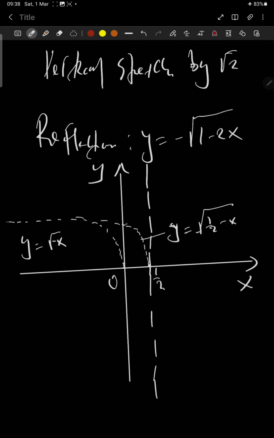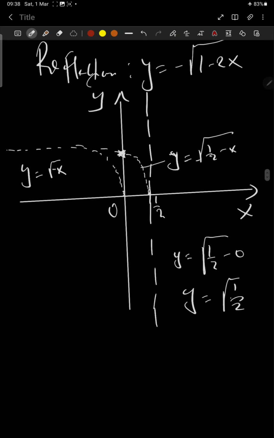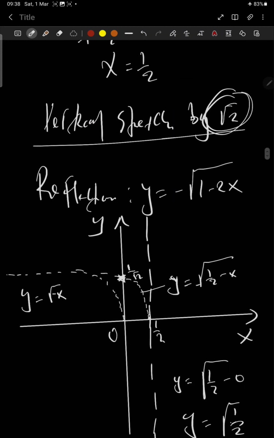To know this point here, this is the y-intercept. At the y-intercept, x is 0, so I'll replace x with 0. Y is equal to square root of half minus 0. Now what is the square root of half? Square root of half is the same as the square root of 1 over the square root of 2, and the answer is 1 over the square root of 2. After this, what are we having? We're having the vertical stretch. This is greater than 1, isn't it? So it will just become taller than this. So it will go like that.